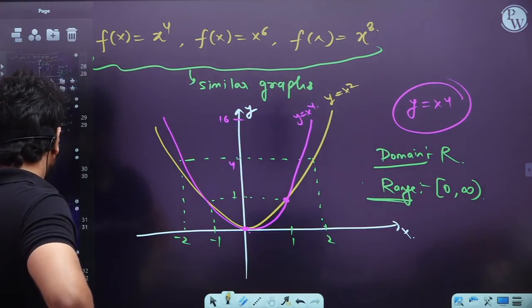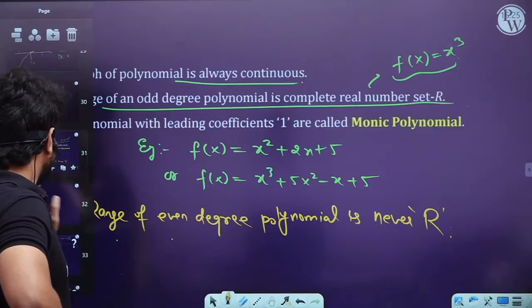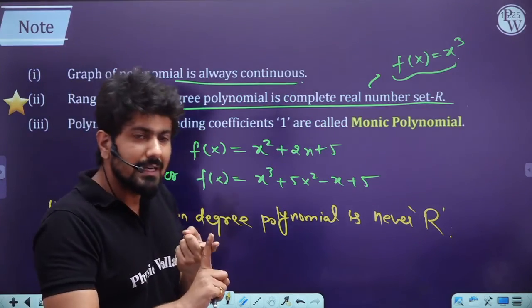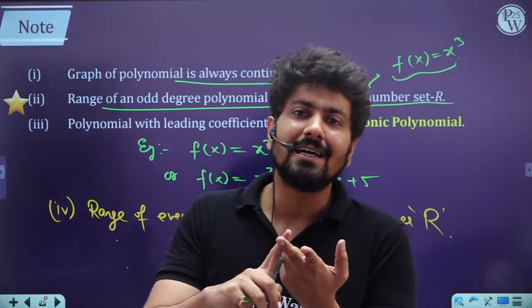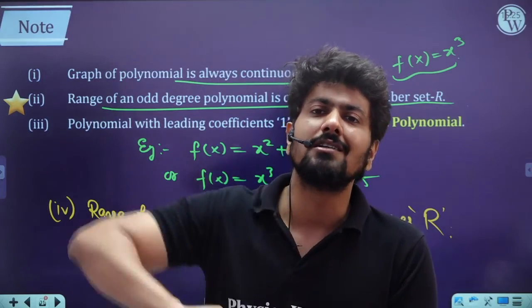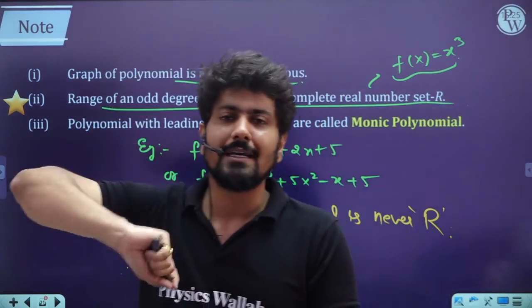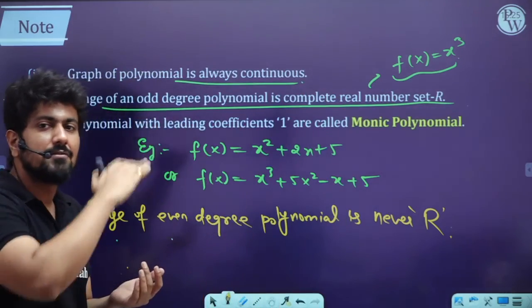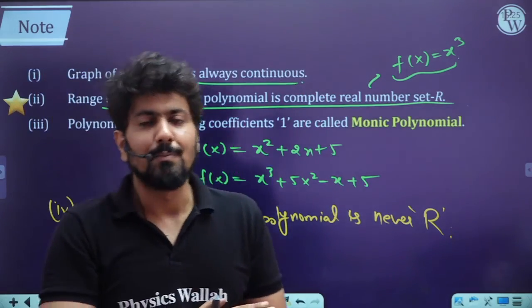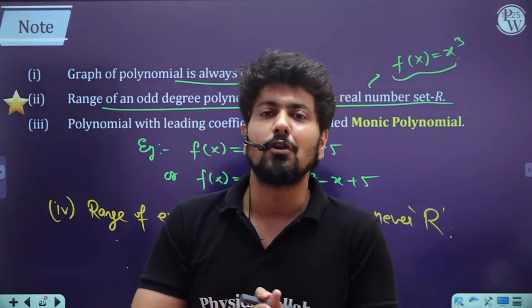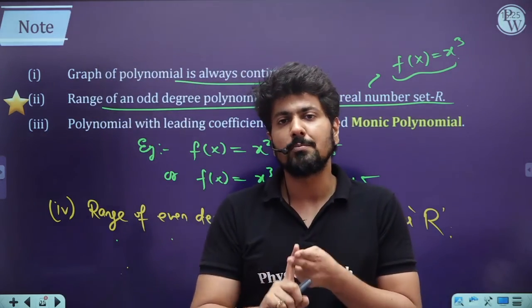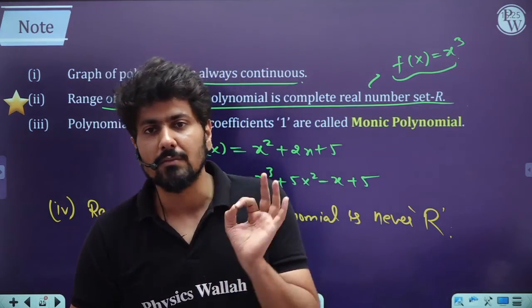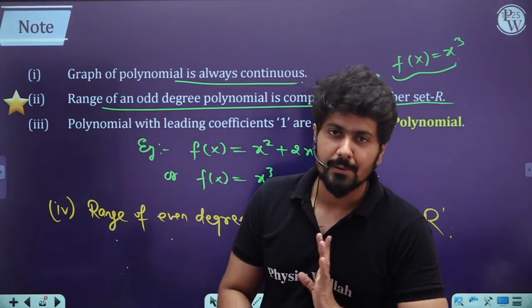Two important points that you should be taking from this class: the range of an even degree polynomial and the range of an odd degree polynomial. The range of an odd degree polynomial is all real numbers. An odd degree polynomial can cover from minus infinity to plus infinity. But the range of an even degree polynomial is never all real numbers. These are the two important points you should be taking from this class, from this polynomial.